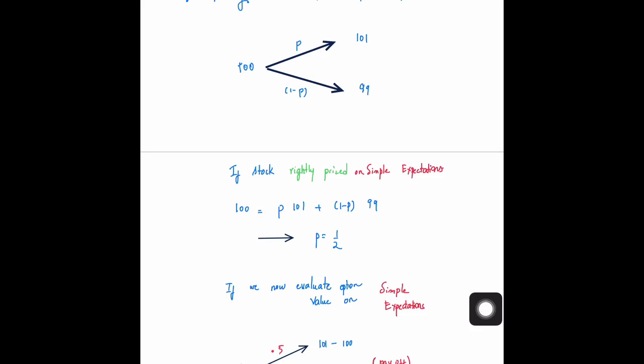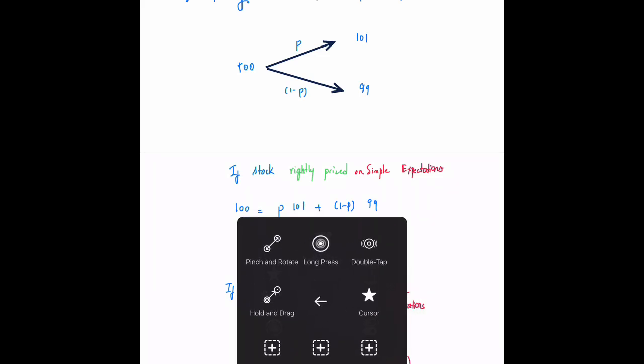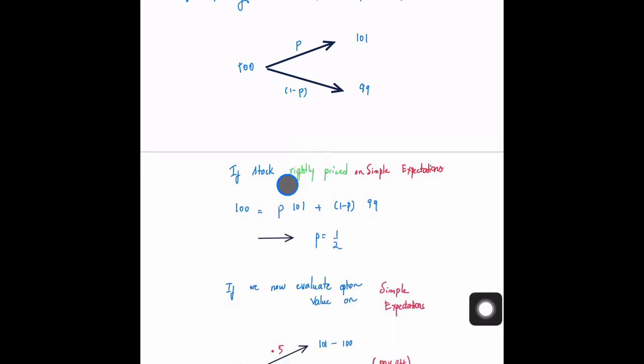So over here we are evaluating with the wrong probabilities. Even if we are using the wrong probabilities, this particular method of evaluation will still give us the right option pricing. That is something to check, just because it's giving us the wrong probabilities. Let us go forward. Let us say we will now evaluate the option value itself. Like here we had evaluated the stock value, let us evaluate the option value itself on simple expectations.